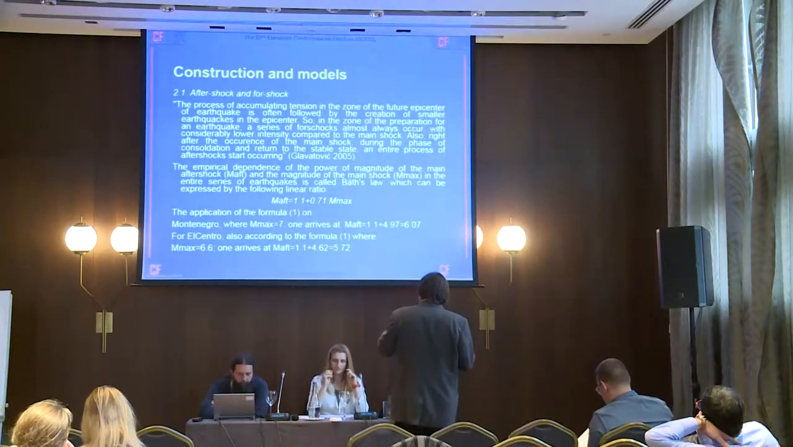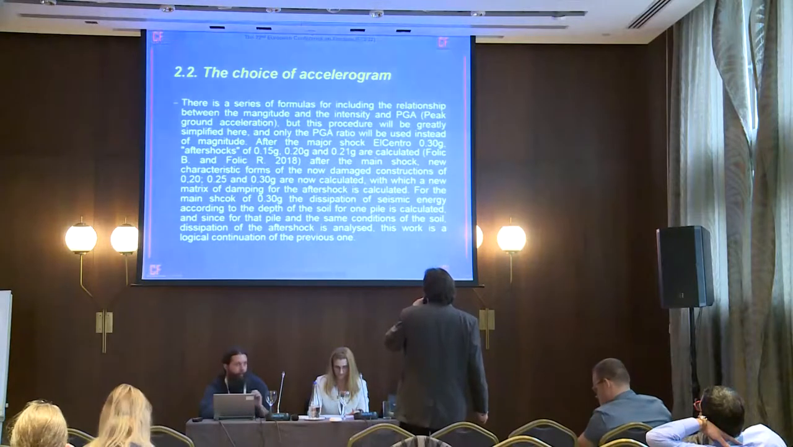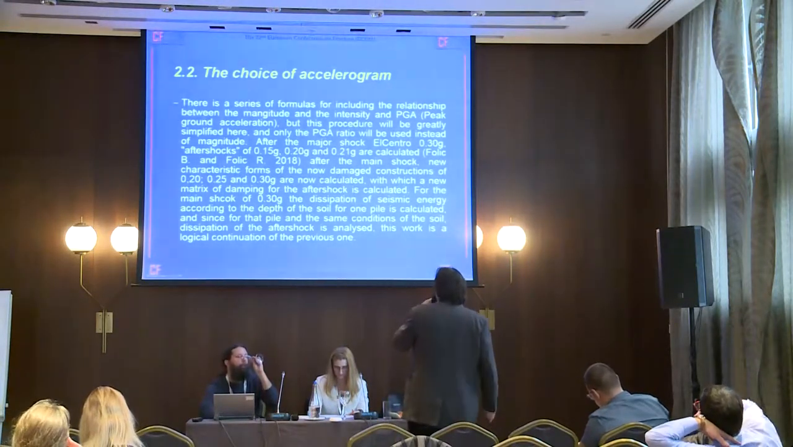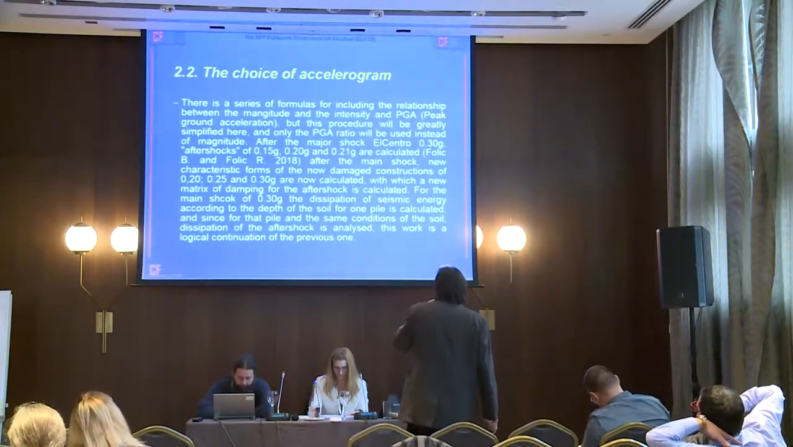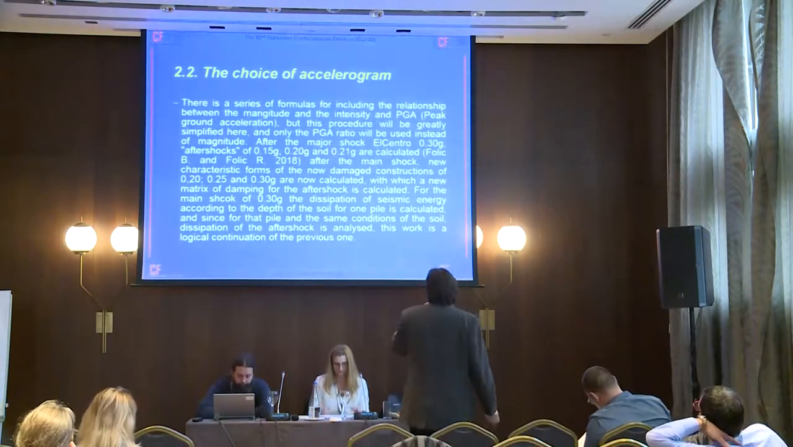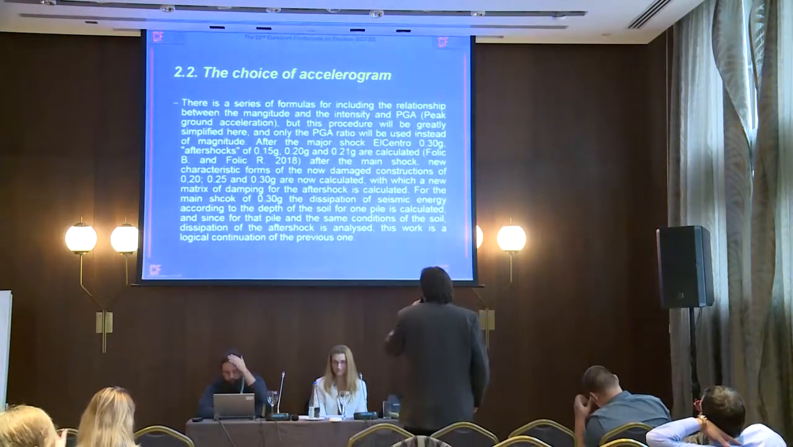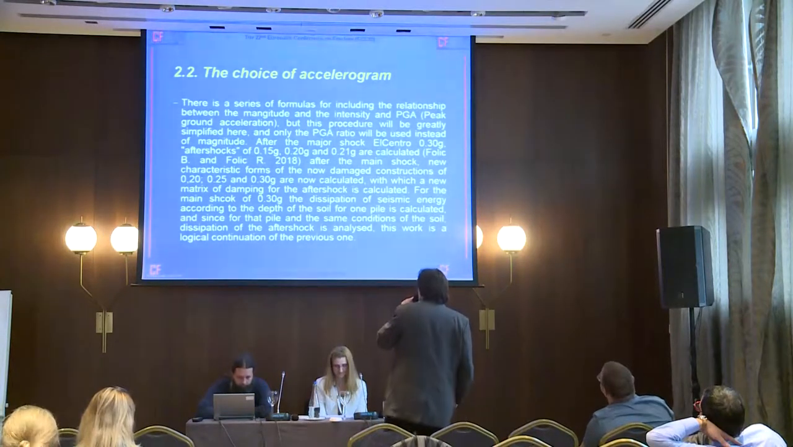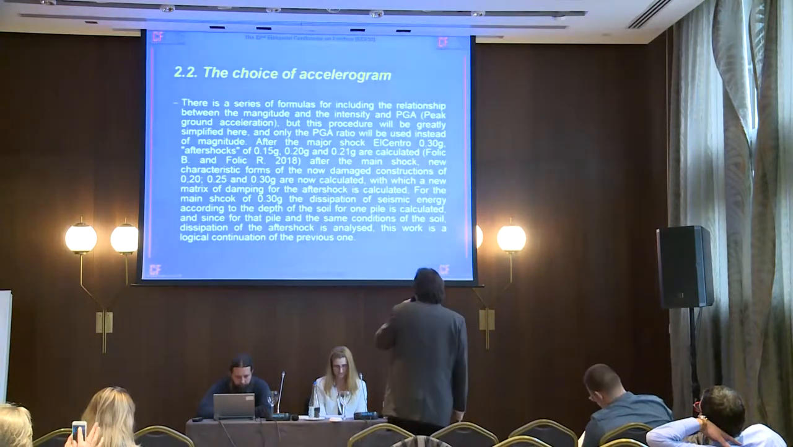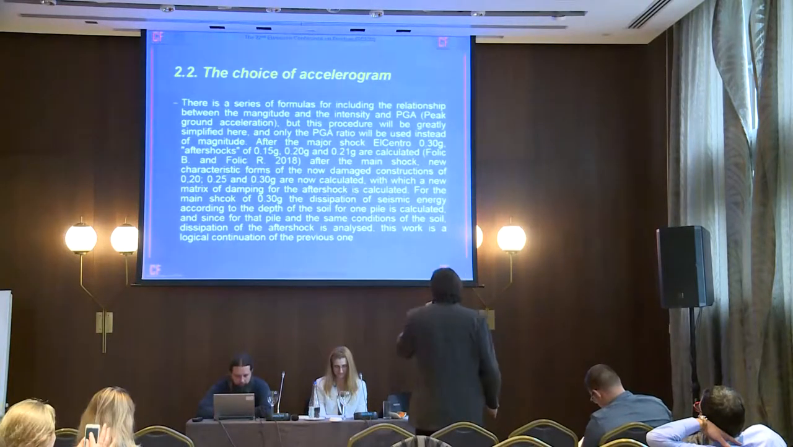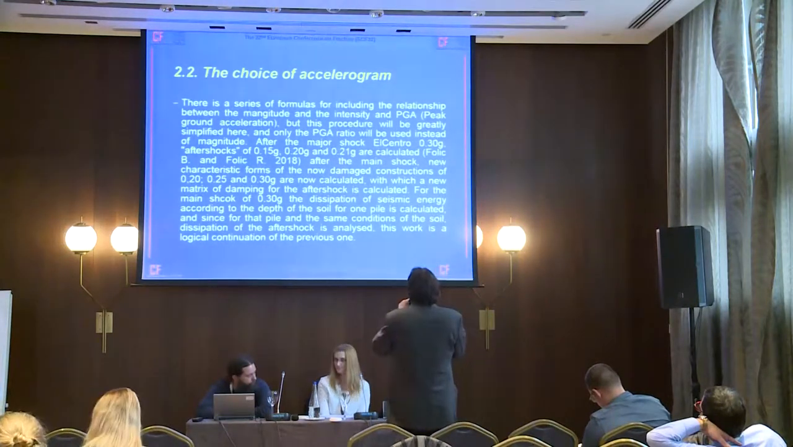The main shock is 5.7. There is a serious formula, including the relationship between the magnitude and the intensity of PGA, peak ground acceleration, but these procedures will be greatly simplified here. Only the PGA ratio will be used instead of the magnitude. After the main shock, the first shock, El Centro, 13% of g. The aftershocks for this analysis are 15%, 20% and 21% of g. I calculate. In the diagram, this presentation shows only the aftershock of 21% g.